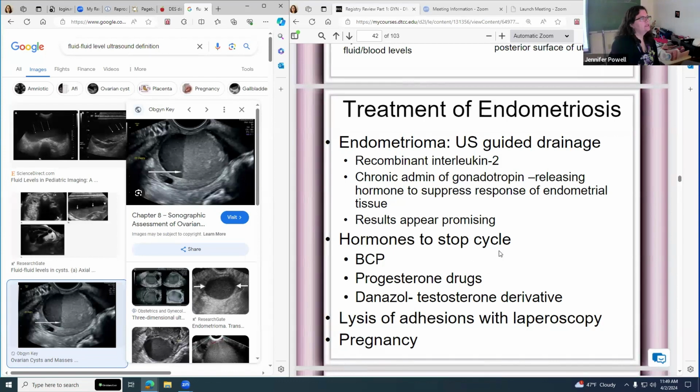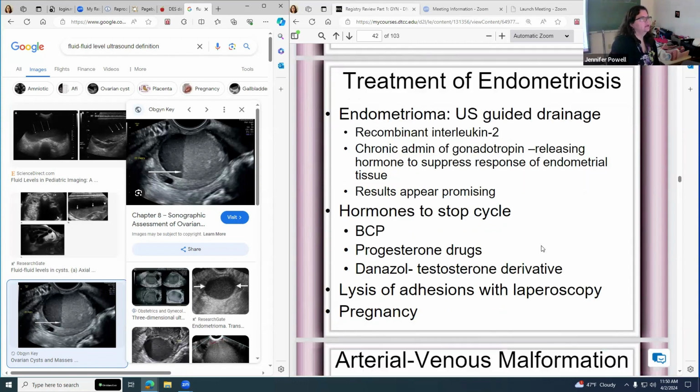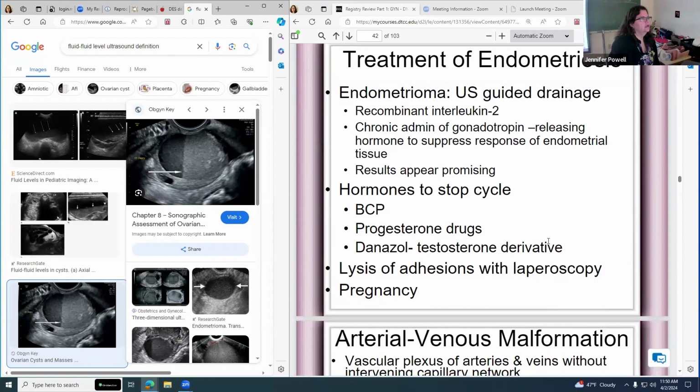Hormones to stop cycles. So you could take birth control pills, progesterone drugs. I believe that's to counter the estrogen, and these other things. Lysis of adhesions with laparoscopy. So you can go in and have it surgically removed, and pregnancy. Pregnancy will cause it, they'll hold it.